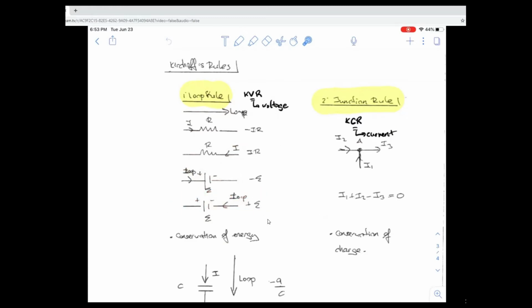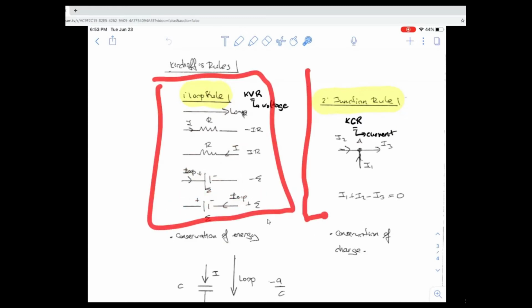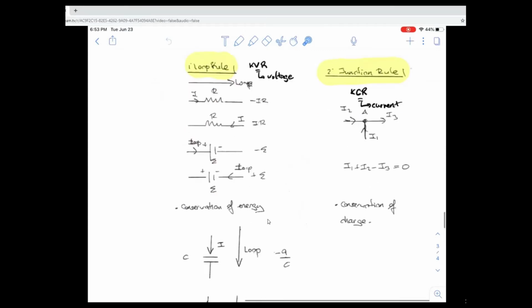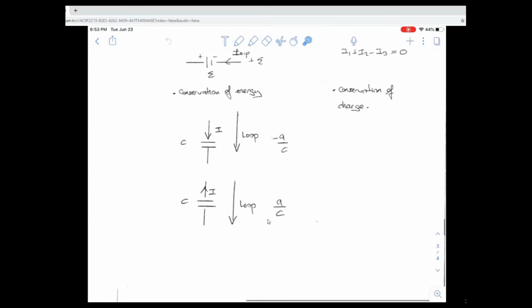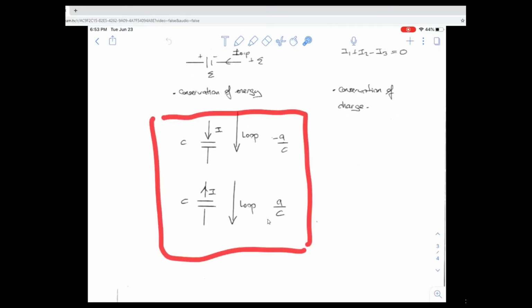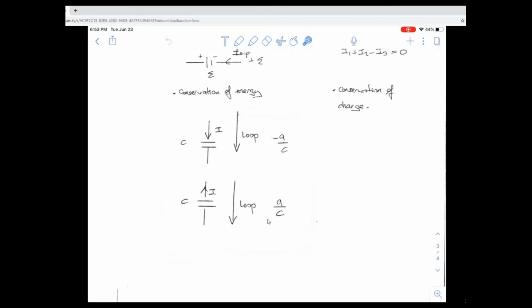That's it. So this is the stuff that we covered last time. Now the question is, what happens when you go across a capacitor? That's the stuff that we are interested in. Okay, guys, so this is the stuff that we will cover today.